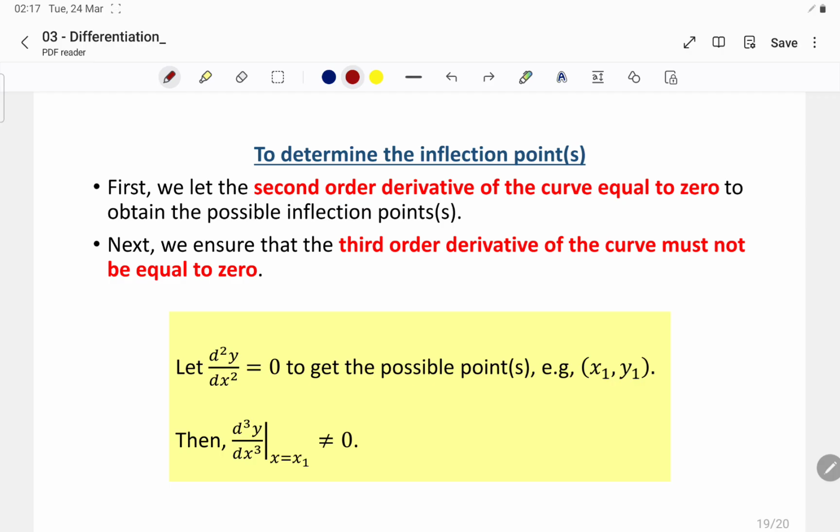To determine the inflection point, or to check whether it is an inflection point or not, the first step is different from the turning point: you have to differentiate 2 times. You differentiate the first time to get the point, and then differentiate the second time. For an inflection point, after that, differentiate one more time, the third time, and then check whether it is equal to 0 or not. Remember, the first step is differentiate 2 times.